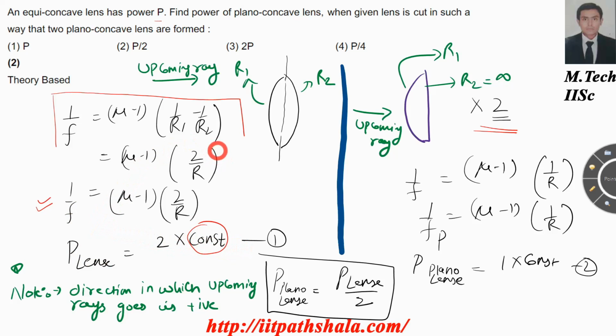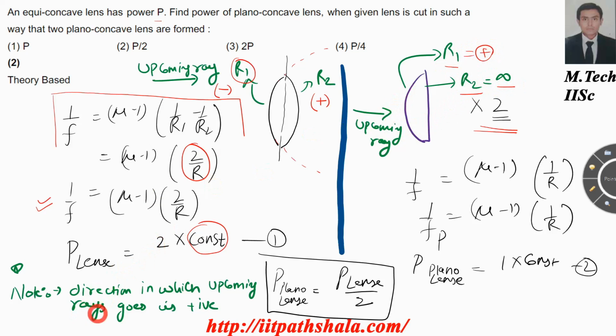Now the sign convention which I have used over here is that the incoming rays decide the direction of the positive quantities. The rays are coming from here and going beyond my lens, so I can say that the direction here is negative and the direction here is positive. Hence R1 will be falling in the positive direction and R2 will be falling in the negative direction. That's how I'm getting 2 by R. Now for the plano-convex lens you can say that R2 is infinity and R1 is a positive number.